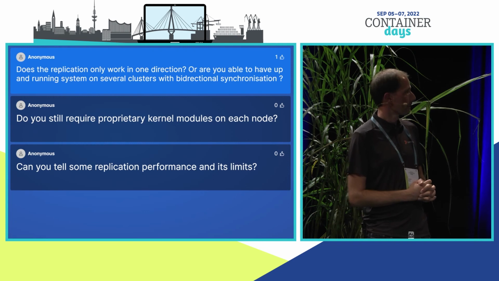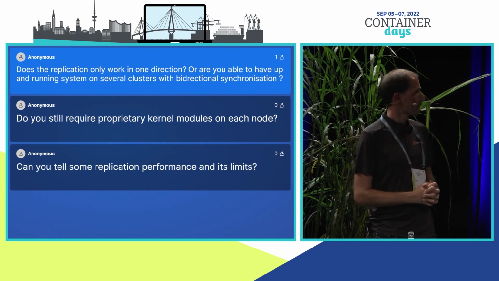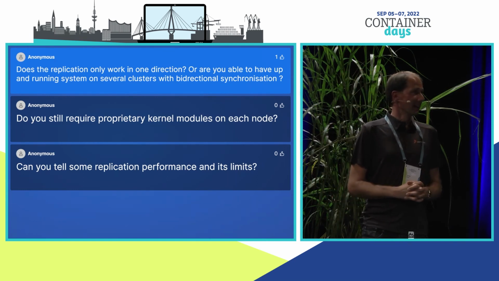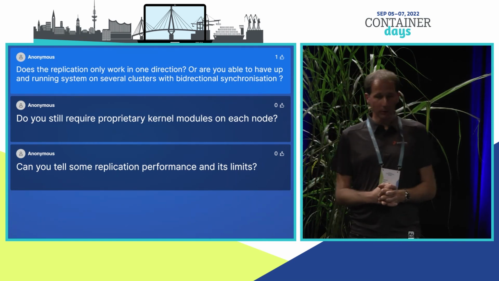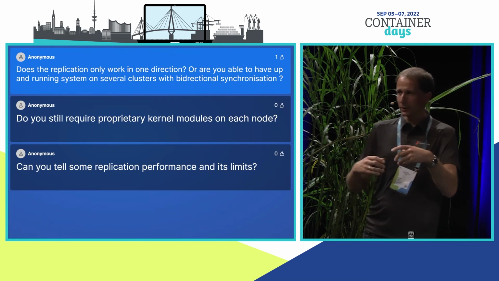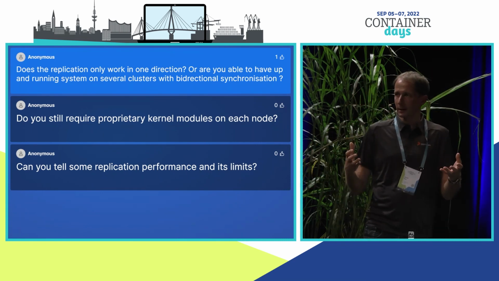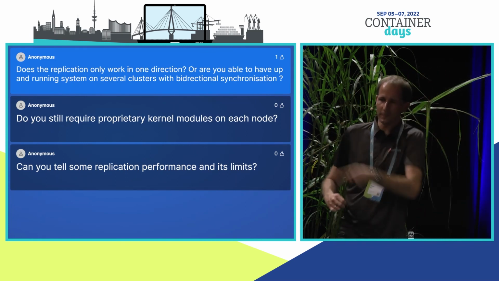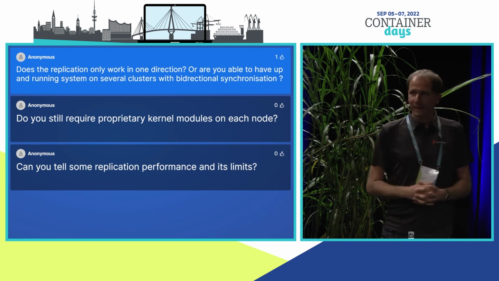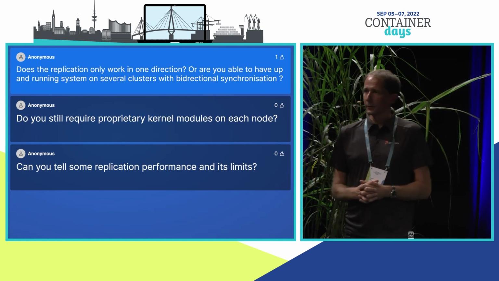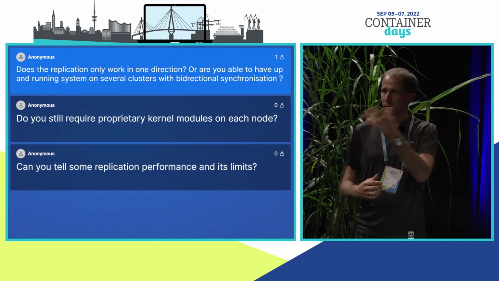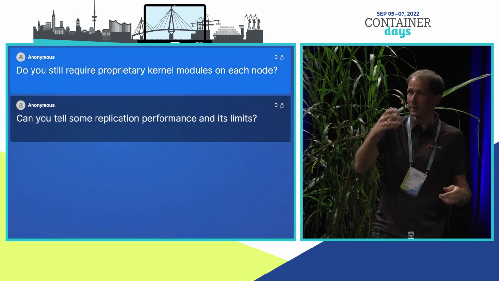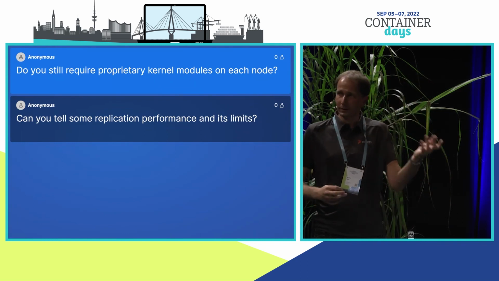So this is an interesting question. Does the replication only work in one direction, or are you able to have up and running systems on several clusters with bidirectional synchronization? Well, it's not really bidirectional, but it works in different directions. You just need to define other cluster pairs. But you should not try to replicate an application to the other cluster and replicate it back, because it makes no sense. But you can define multiple cluster pairs. One cluster pair is always source to destination. But you can switch back, so you can also say cluster 2 is now the source for another application, replicating it back to cluster 1.